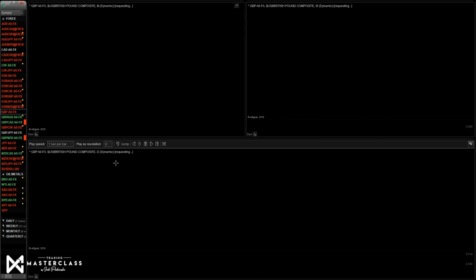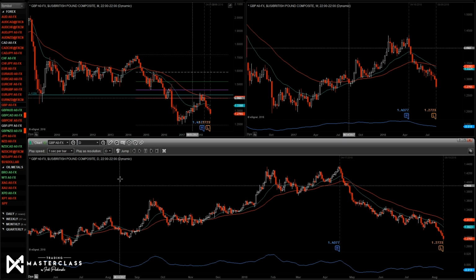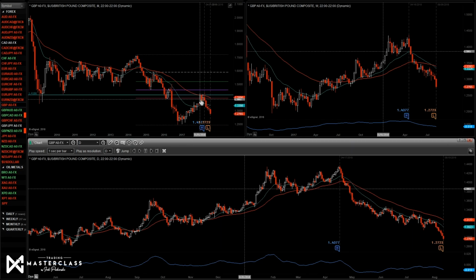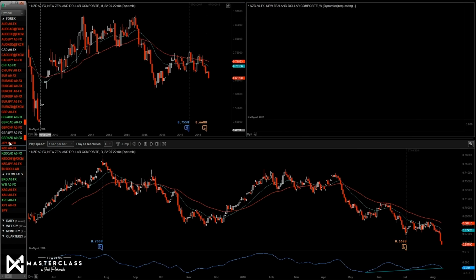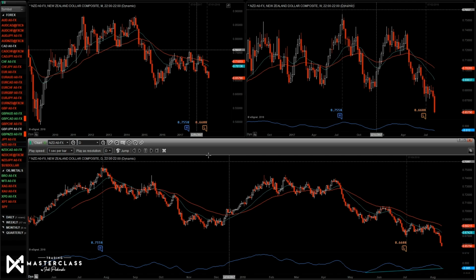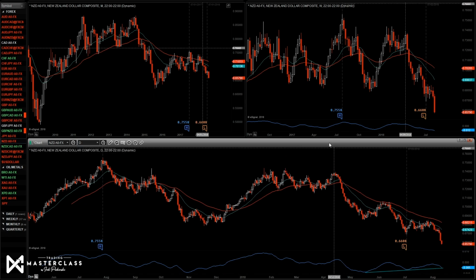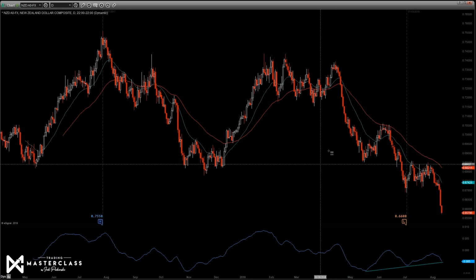Let's just pick a random chart. Let's go back to pound dollar. Well, we already looked at that example, so let's switch it up. Let's go to Kiwi dollar. I'm just picking random pairs here, nothing significant. All right, let's have a look at this daily chart. Here it is right away.